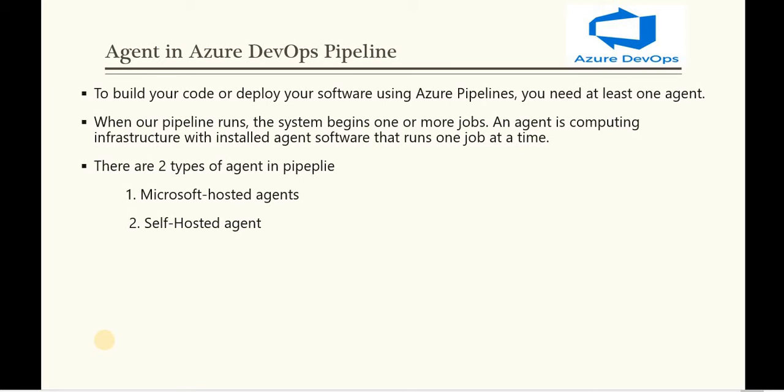But if you don't want to use the Microsoft-hosted agent, you can create your own self-hosted agent, but you should have full control of the agent which you are going to create. If you don't have much knowledge of self-hosted agents, like how to create your own agent, then it is better to go with the Microsoft-hosted agent. Basically, for a pipeline to work, we should have at least one agent. So that is about the agent.